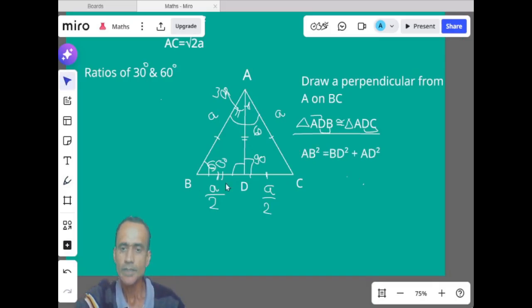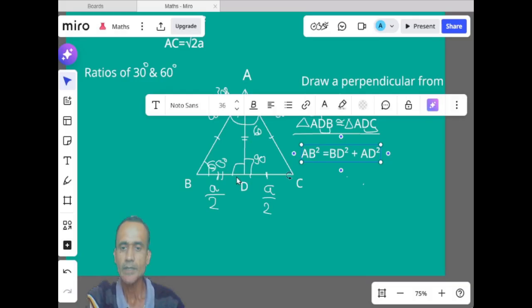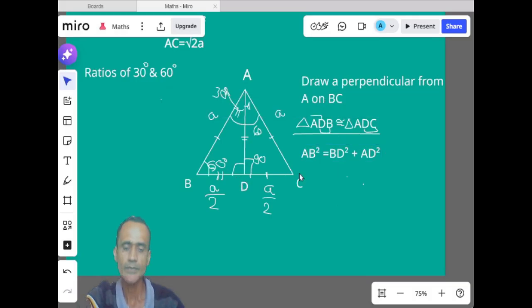So by Pythagoras, in triangle ABD, AB is the hypotenuse, and AD and BD are the other two sides. The square of the hypotenuse is equal to the sum of the squares of the other two sides. So AB square is equal to BD square plus AD square. We know the value of AB is a, and the value of BD is a by 2. Now we have to find out the value of AD.